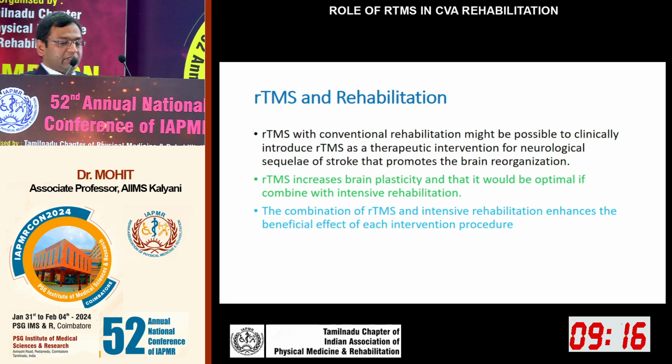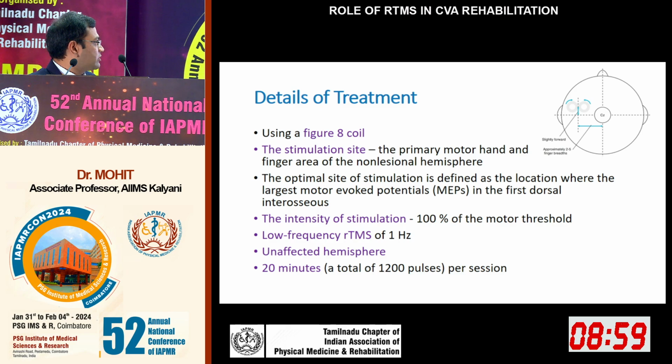As per studies, RTMS increases brain plasticity, and this is optimal if combined with intensive rehabilitation. The combination of RTMS and intensive rehabilitation enhances the beneficial effect of each intervention. Now, details of the procedure: we are using the figure of 8 coil, with the stimulation site being the primary motor hand area. We are using low intensity RTMS on the unaffected side, given each session for 20 minutes for 2 weeks.